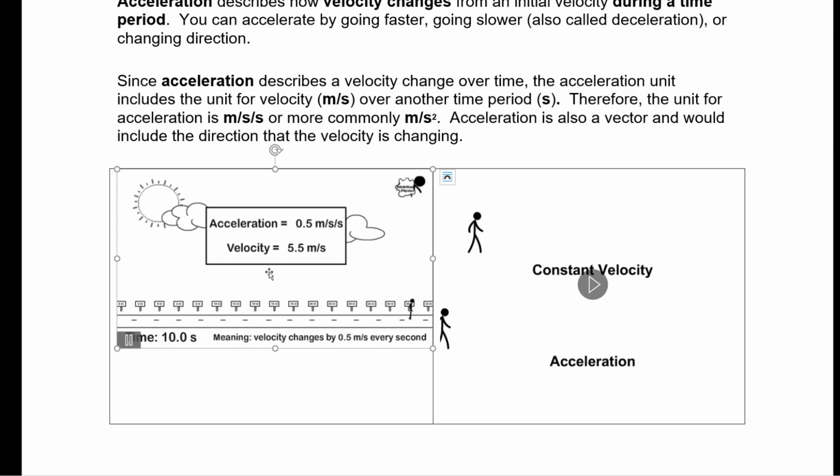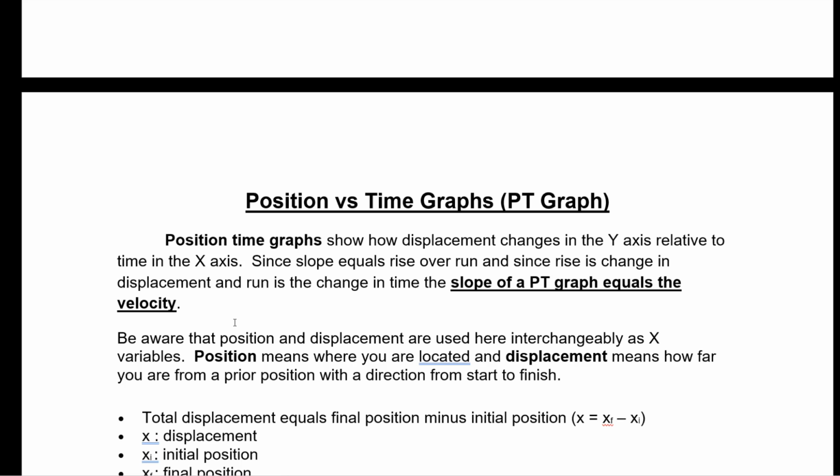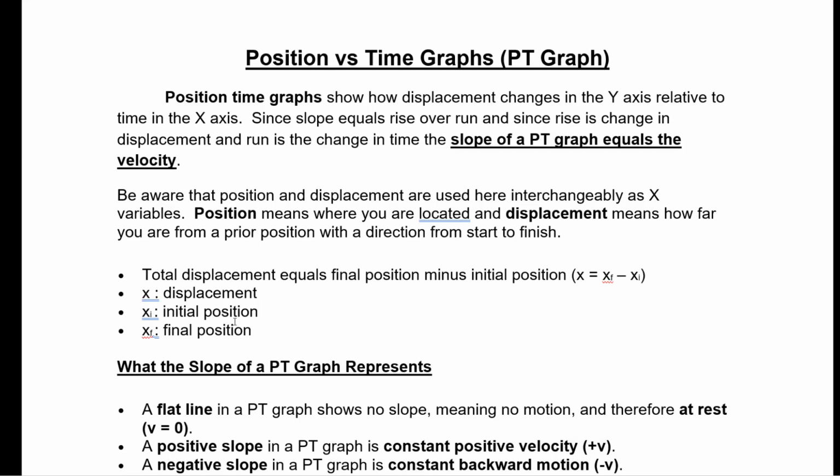All right, so let's look at some graphs. Position versus time graphs, or PT graphs. So position versus time graphs show how displacement changes in our y-axis relative to time in our x-axis. Don't worry, there'll be some examples. Since slope equals rise over run, and since rise is change in displacement and our run is change in time, the slope of our PT graph is our velocity. It's that displacement over time we just talked about for the velocity equation.